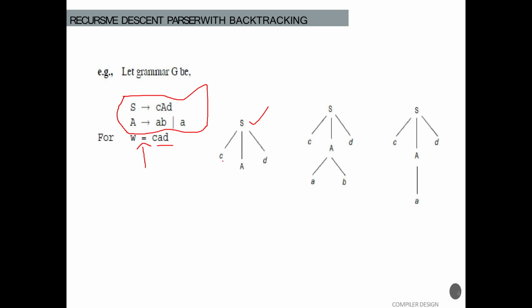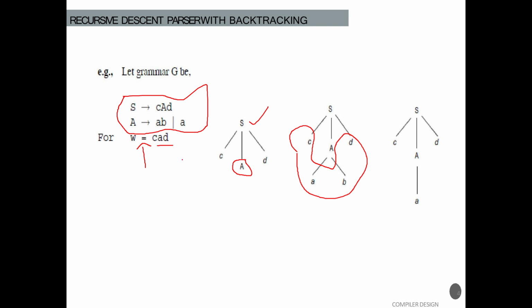When we expand S, we get the production CAD. Here A is a non-terminal, and for A we have two productions: A tends to AB and A tends to A. When we apply A tends to AB, the string we get is CABD. So the string we got is W equals CABD.